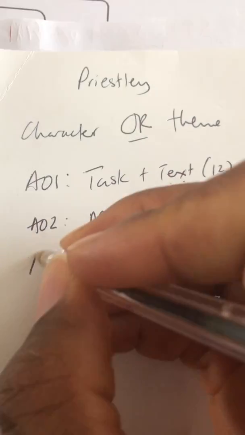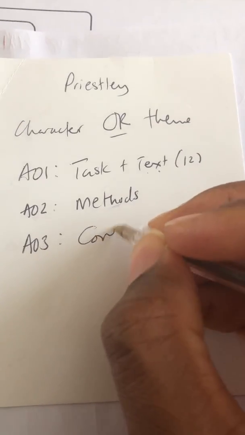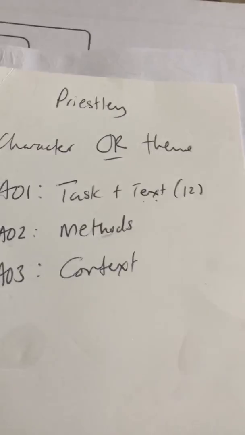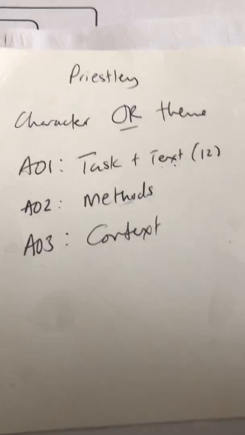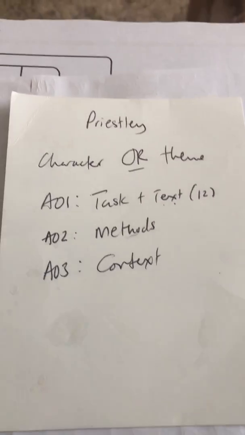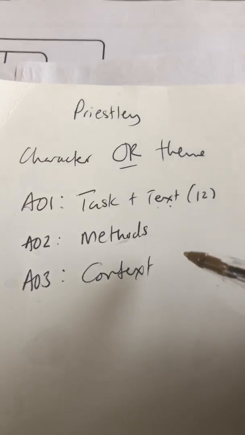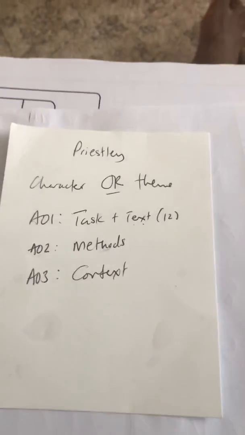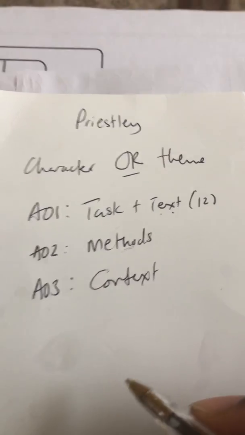Okay, and then you've got your AO3. Your AO3 is context. Right? What do we mean by context? Context means the events of the play. Context means social and historical context. And context means genre, and making sure you're linking these to the question. You're not going to treat the context in isolation. You have to link it to the question.